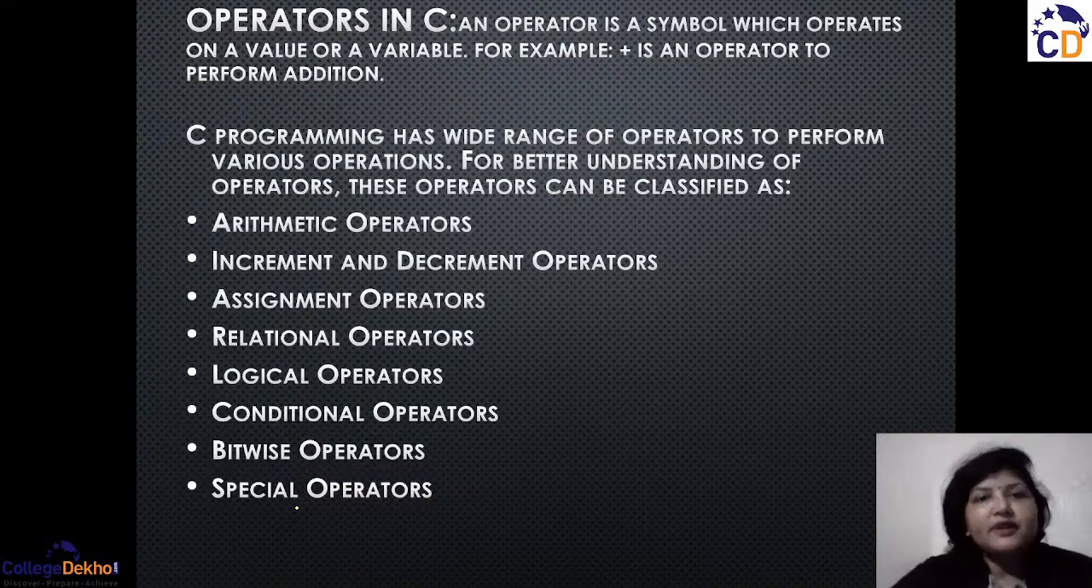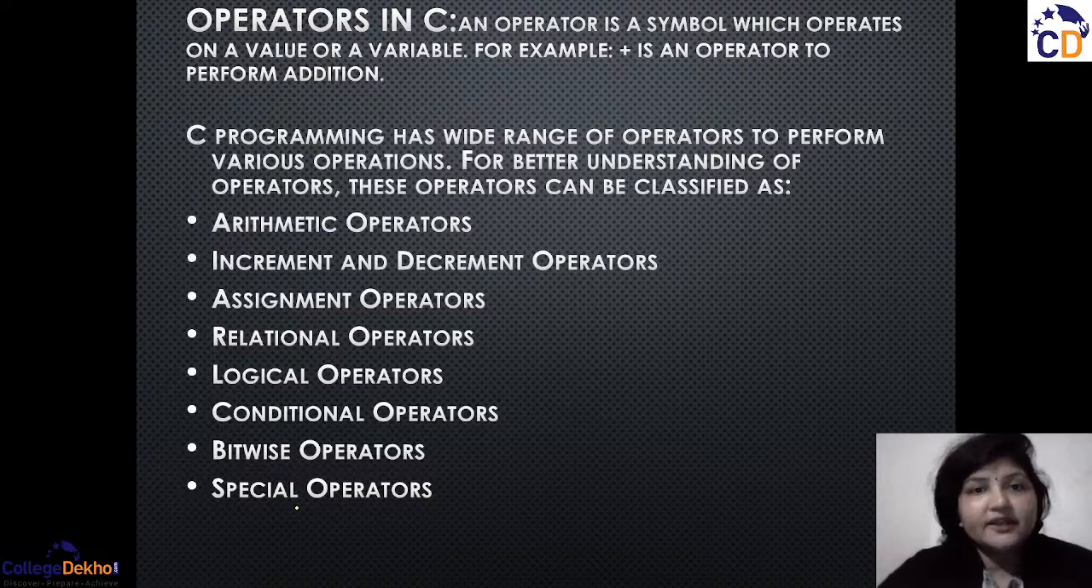Then we have operators in C. An operator is a symbol which operates on a value or a variable. For example, plus is an operator to perform addition. So you may have a number of arithmetic operations that you need to perform on any two variables or any two values directly. So you may be using operators. C programming has a wide range of operators to perform various operations.